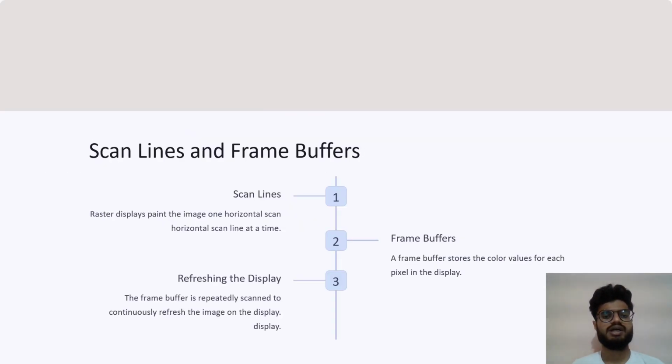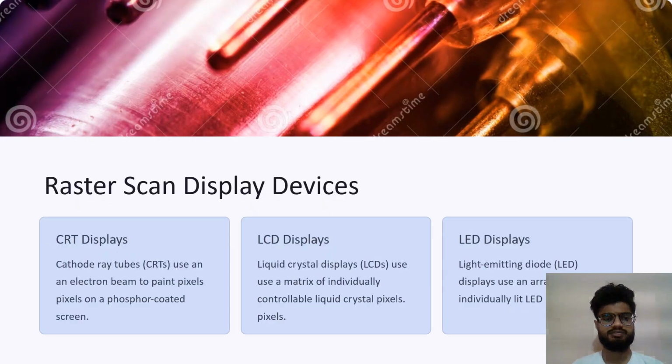Next, scan lines and frame buffers. The raster scan display paints the image one horizontal scan line at a time. Here are the frame buffers. A frame buffer stores the color values of each pixel in the display. Refreshing the display: the frame buffer repeatedly scans and continuously refreshes the image display. This helps to get more clarity in the images.